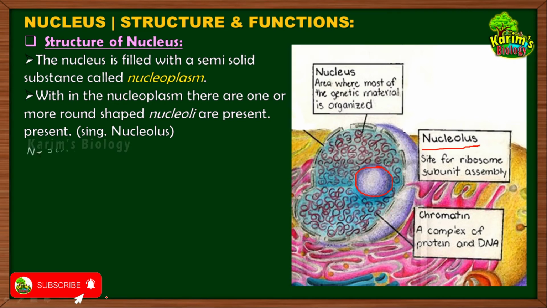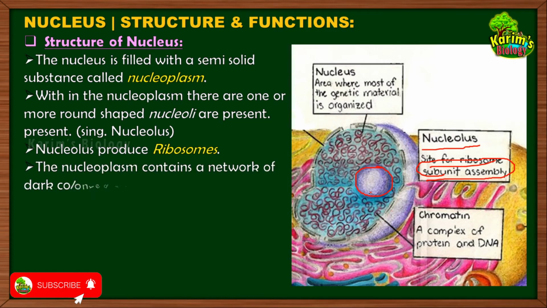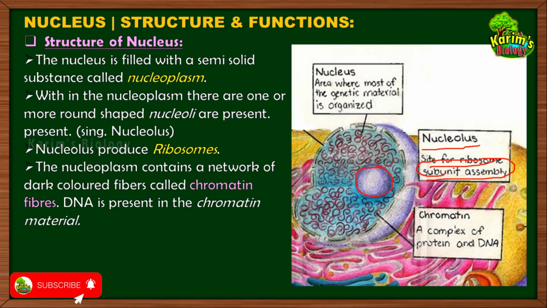And what is the function of nucleolus? Nucleolus produces ribosomes. It is the place where ribosomes are produced, the site for ribosome subunit assembly. This is the function of nucleolus. And what are ribosomes? Ribosomes are other cell organelles which play an important role in the process of protein synthesis in the cell. The nucleoplasm contains a network of dark colored fibers called chromatin fibers.